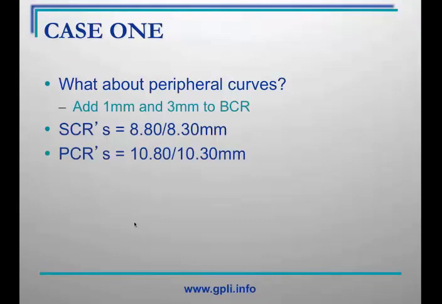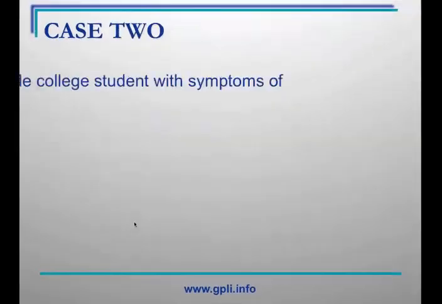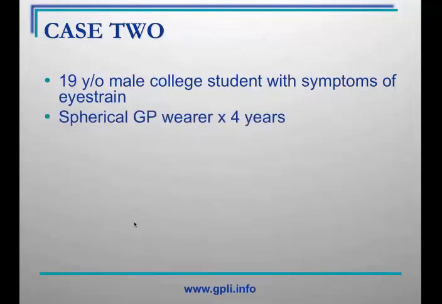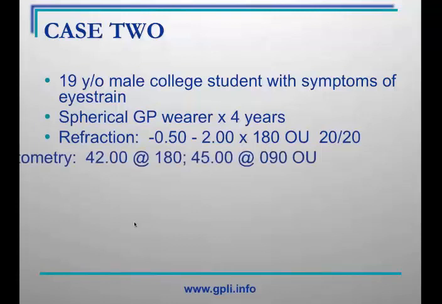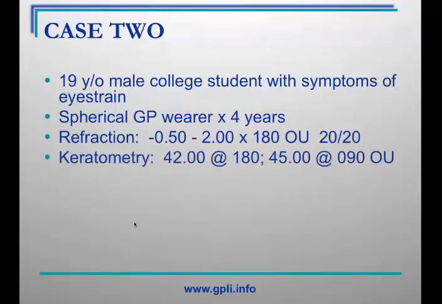One more case. A 19-year-old male college student with symptoms of eye strain. He's been a spherical GP wearer times 4 years. There is his refraction. There is his keratometry values. Again, it's important to note that he is a 2-diopter refractive astigmat. He has 3 diopters of corneal cyl.